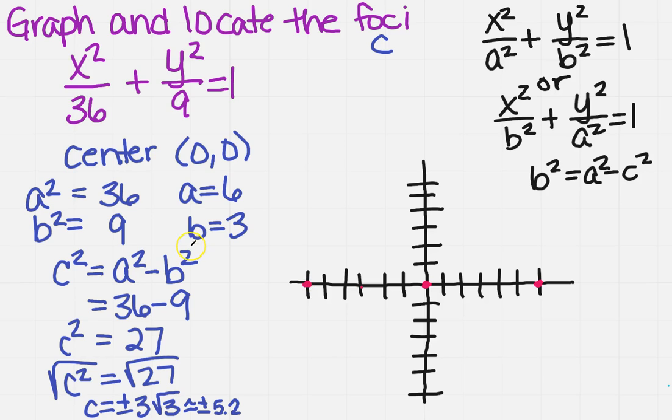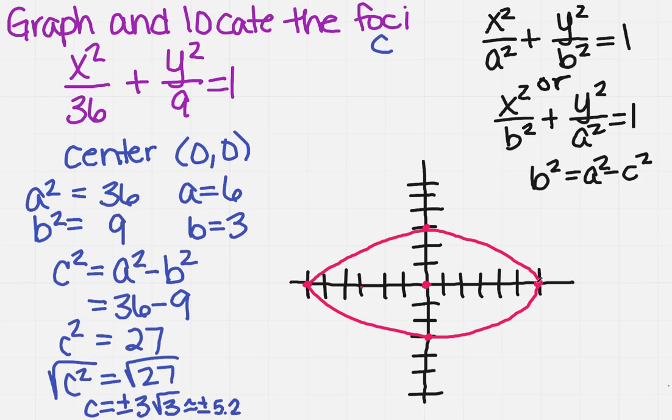Now for my y, b is 3, so that means I need to be 3 units away from the center. So 1, 2, 3, and 1, 2, 3. I see I have a straggler hanging out. Now, there's my ellipse. So we could technically go ahead, and I'm going to attempt to draw it. We know how this goes when I do this. Not too bad. So there's my ellipse.